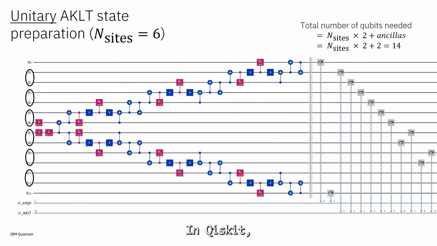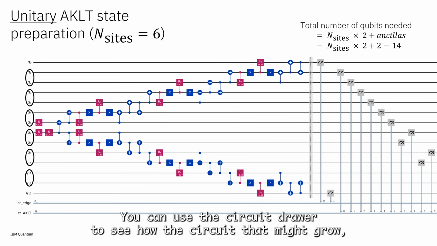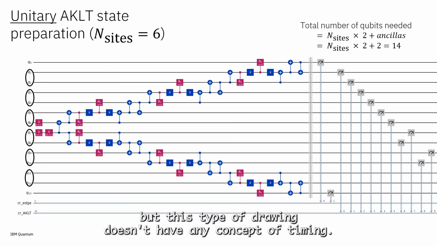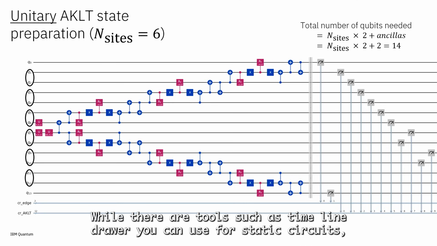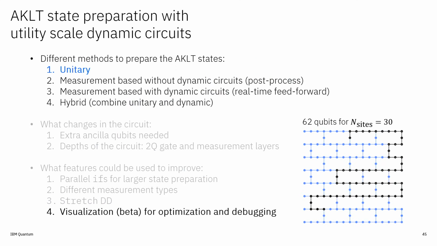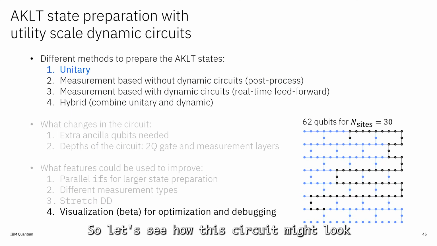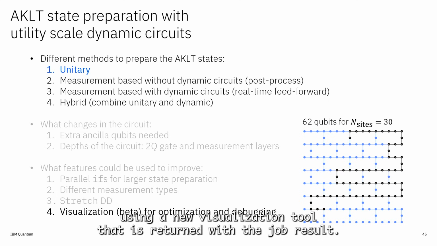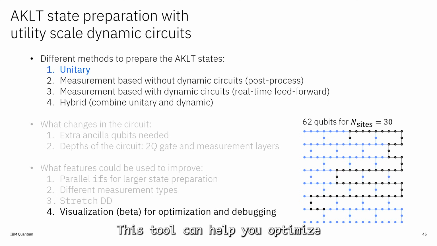In Qiskit, you can use the circuit drawer to see how the circuit depth might grow, but this type of drawing doesn't have any concept of timing. While there are tools such as the timeline drawer you can use for static circuits, it doesn't return the absolute timing that the low-level compiler might generate. So let's see how this circuit might look using a new visualization tool that is returned with the job result. This tool can help you optimize and debug your circuits.